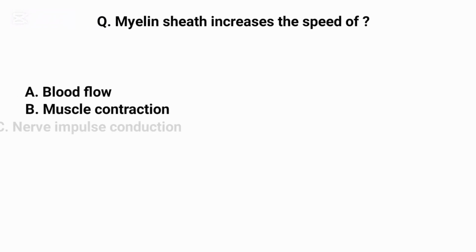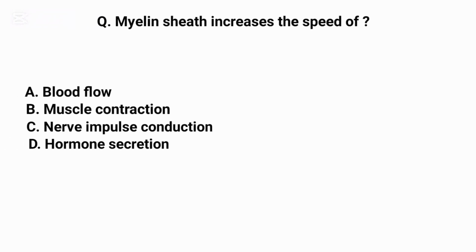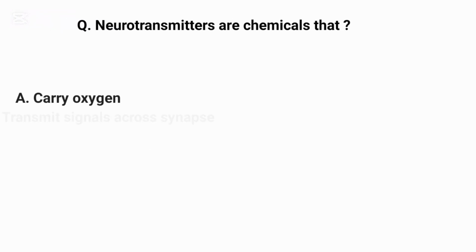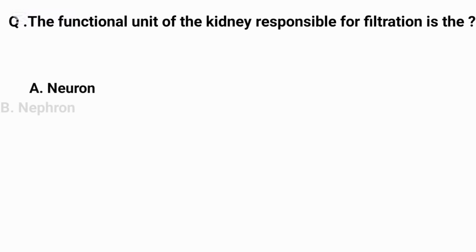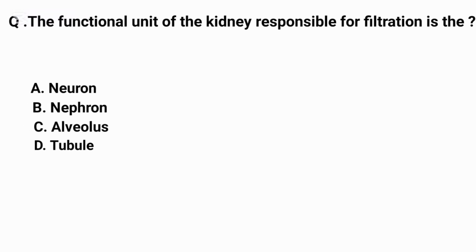Myelin sheath increases the speed of. Correct answer is option C, nerve impulse conduction. Neurotransmitters are chemicals that. Correct answer is option B, transmit signals from synapse. The functional unit of the kidney responsible for filtration is. Correct answer is option B.